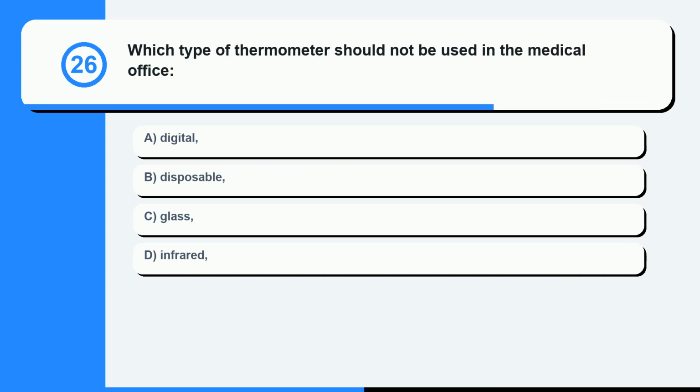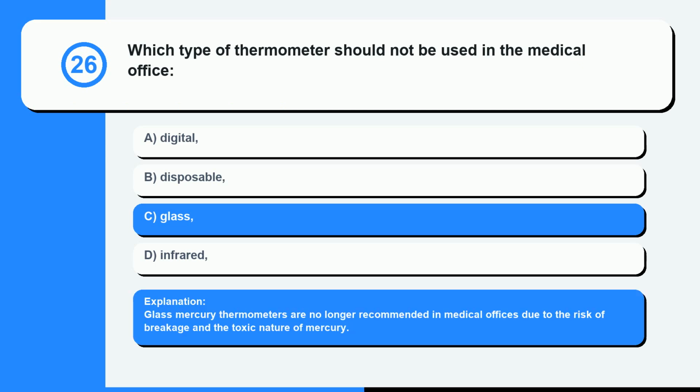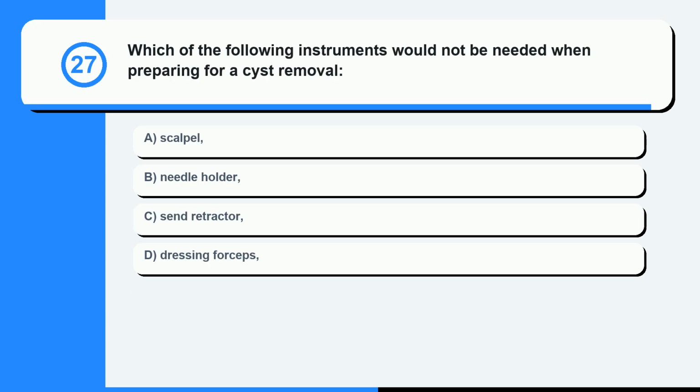Question 25. Which one of the following is not a proper procedure for performing the Multistix 10 reagent strip test? A. Immediately recap the testing strip bottle. B. Do not touch the strip with your fingers. C. Hold the strip in a vertical position. Or D. Completely immerse the strip in the specimen.